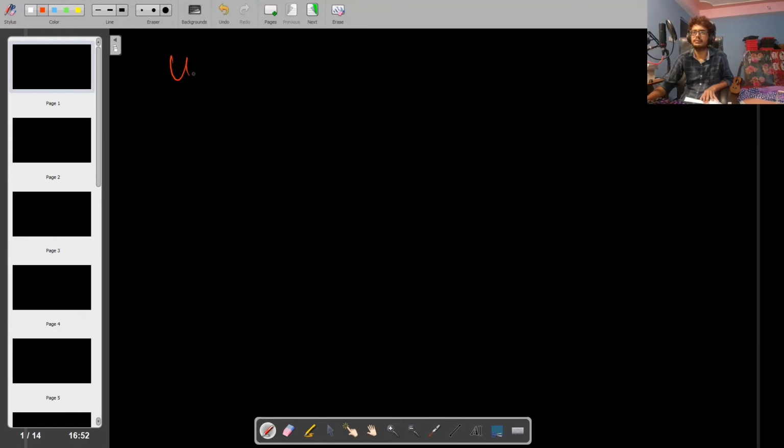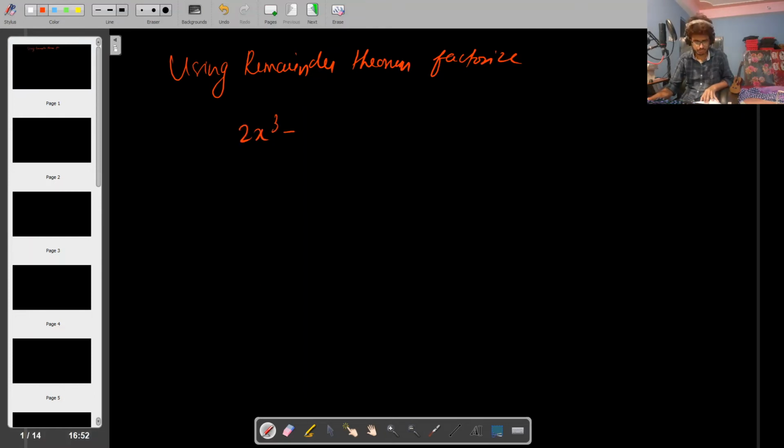So the question is, using remainder theorem, factorize 2x cube plus x square minus 2x minus 1 completely. So the question is, using remainder theorem, factorize this expression completely. I'll tell you the hints.